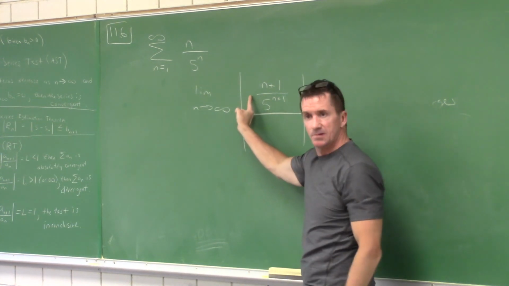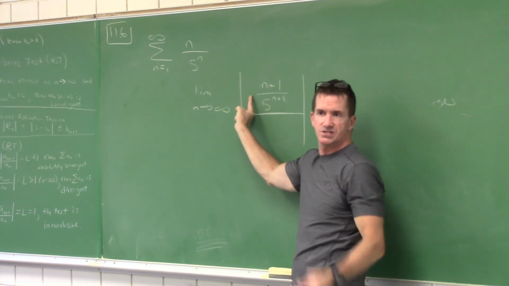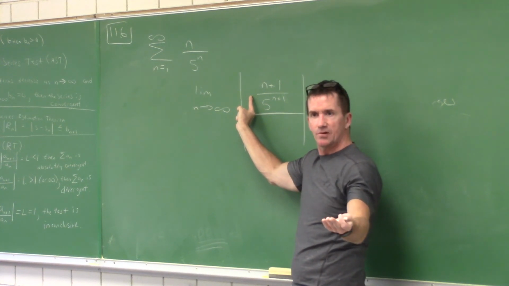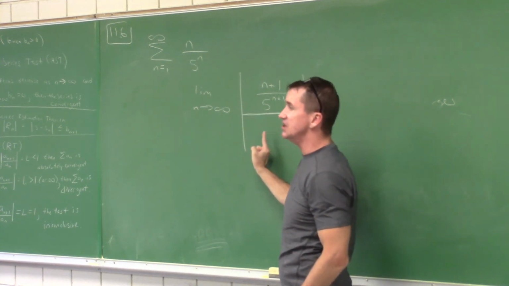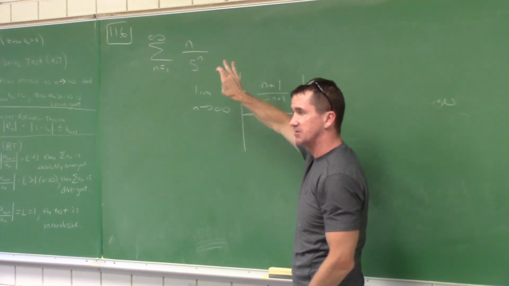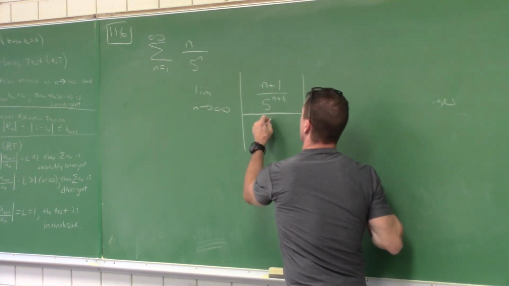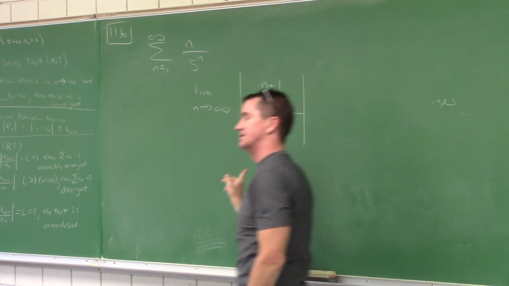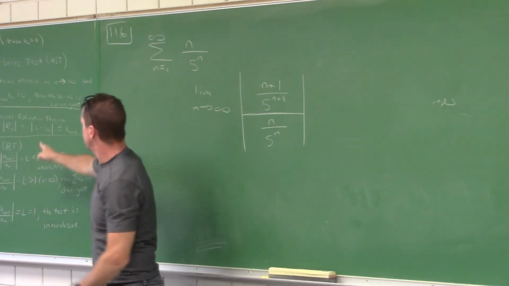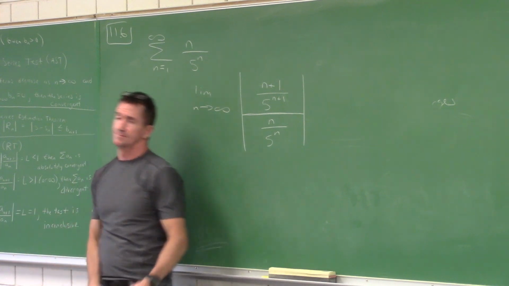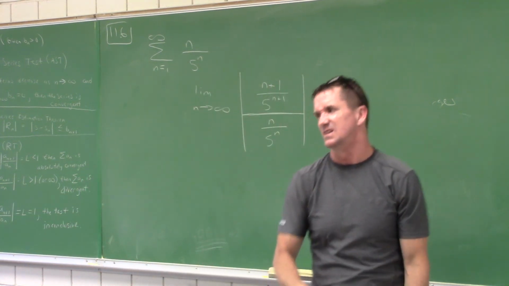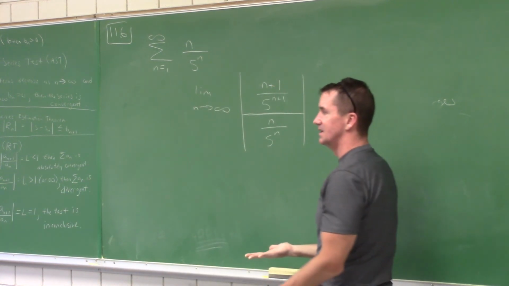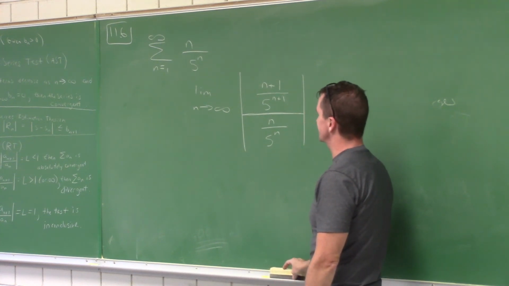So there's a sub n plus 1. Does everyone see what I did? I just substituted n plus 1 for every n. Now, underneath it, you just put the original a sub n sequence, which is n over 5 to the n. We're going to find this limit. And if this limit is less than 1, this series is convergent. If it's greater than 1, it's divergent. So it's a cool test.